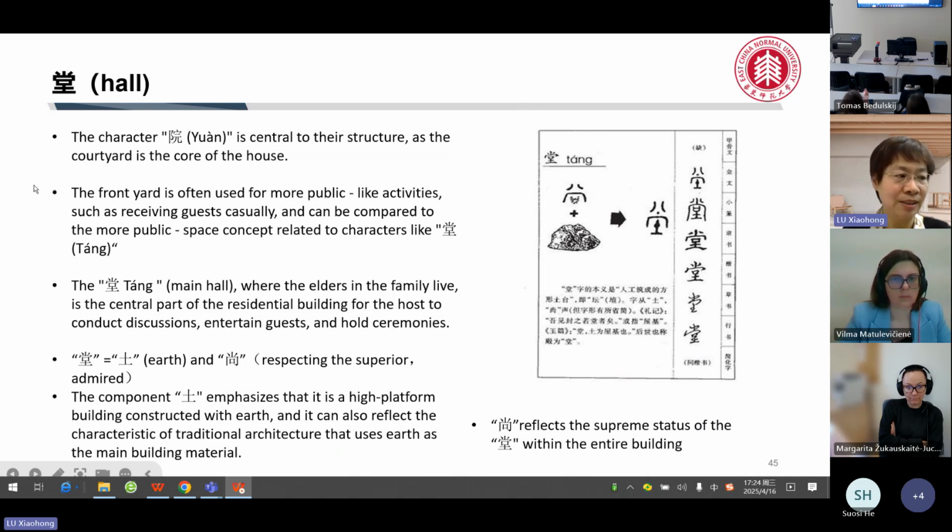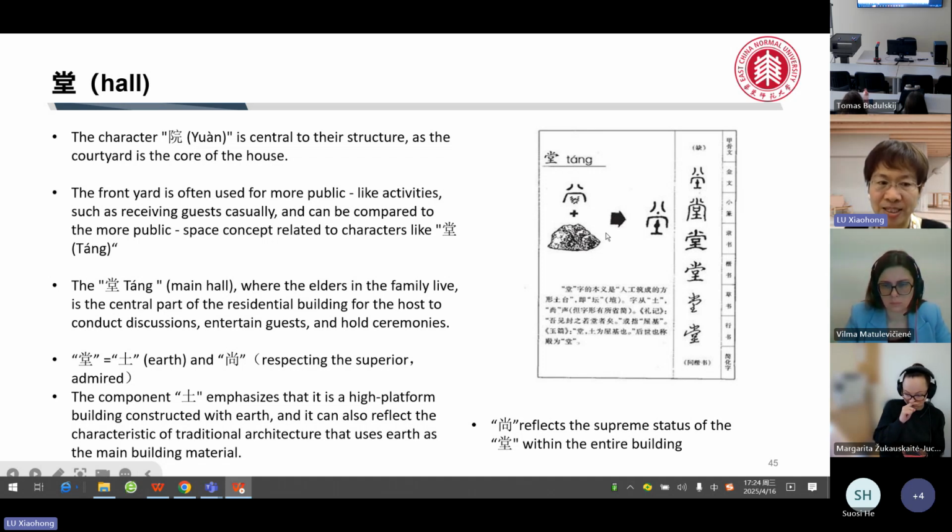And the word tang, we have mentioned the tang means the most important building. It's the central building in the courtyard. So that's the word tang, the main hall, where the elders in the family live. It is the central part. Let's look at the word tang, why it has such a meaning. The upper part has the word tu, and the upper part is shang. Shang means respecting the superior or admire. So for the word tang, it means a high platform building constructed with earth.